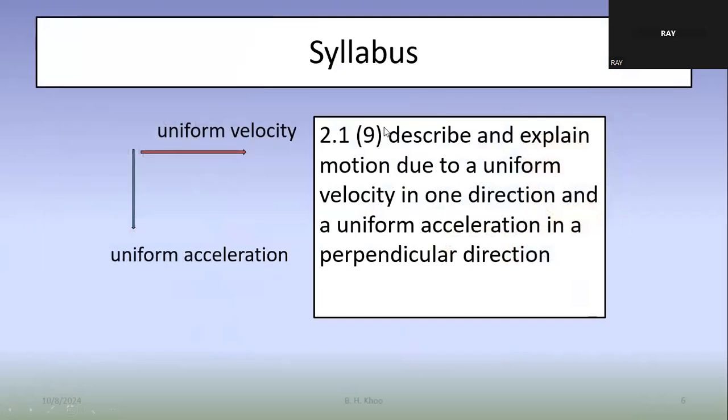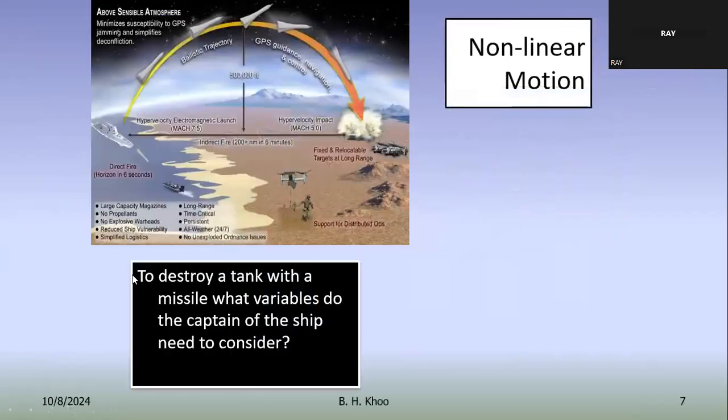Okay, so this is the syllabus that we are covering. Uniform velocity in one direction. Uniform acceleration, it can be going up, can be going down. To destroy a tank with a missile, what variables does the captain of the ship need to consider? Any idea? Any suggestion?